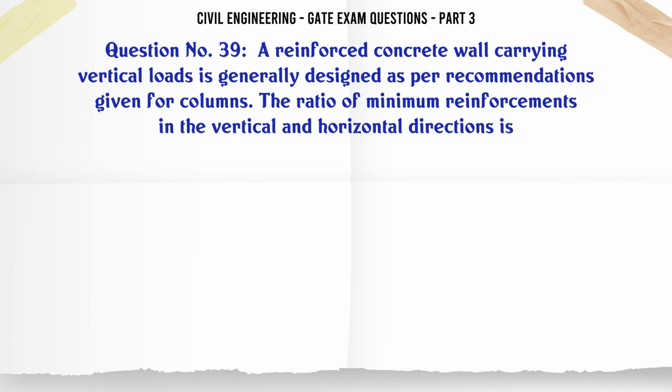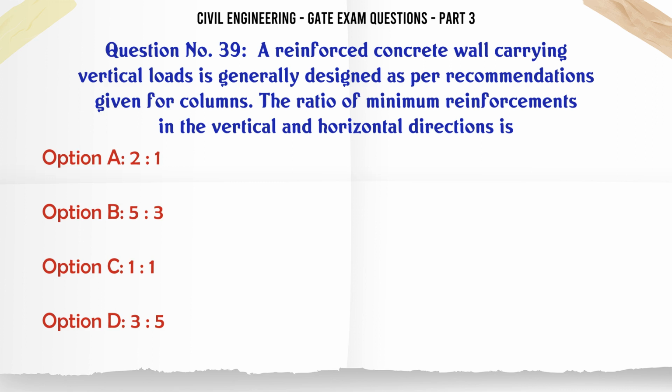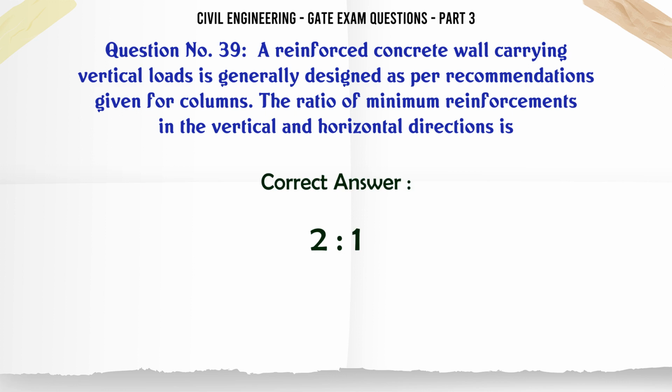A reinforced concrete wall carrying vertical loads is generally designed as per recommendations given for columns. The ratio of minimum reinforcements in the vertical and horizontal directions is: A. 2:1, B. 5:3, C. 1:1, D. 3:5. The correct answer is 2:1.